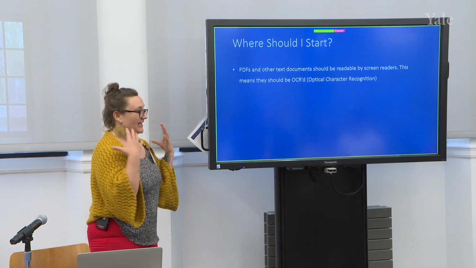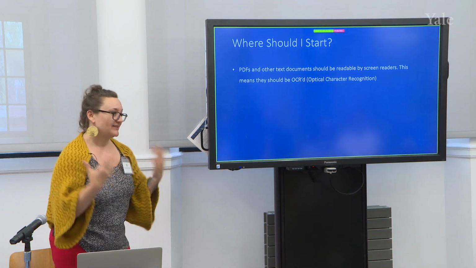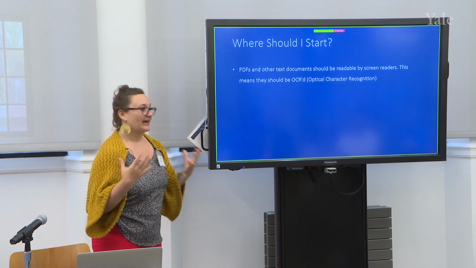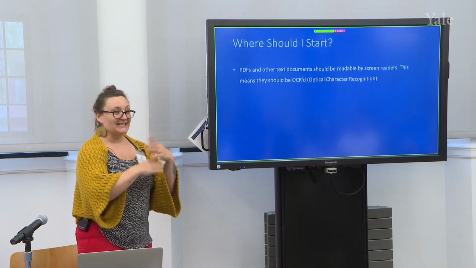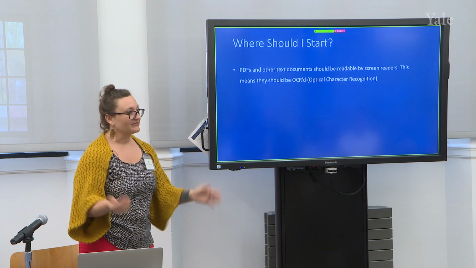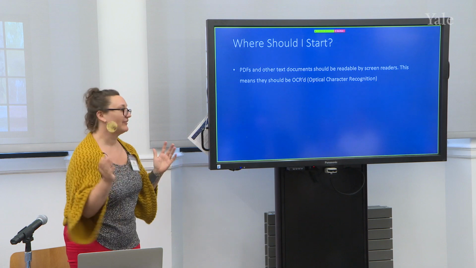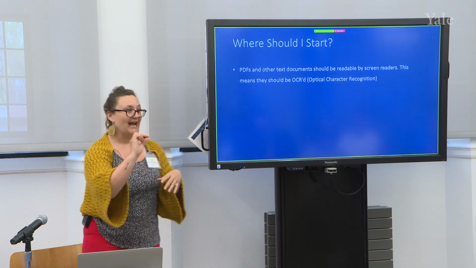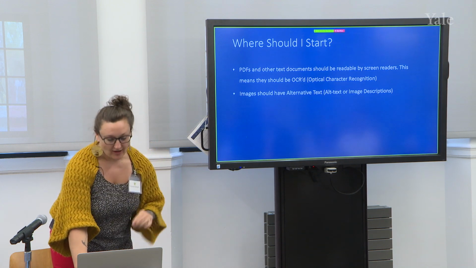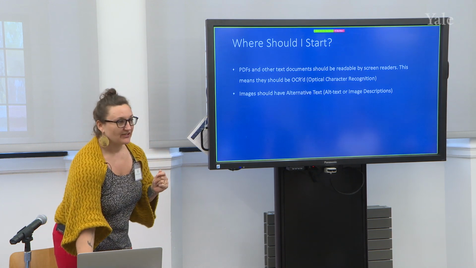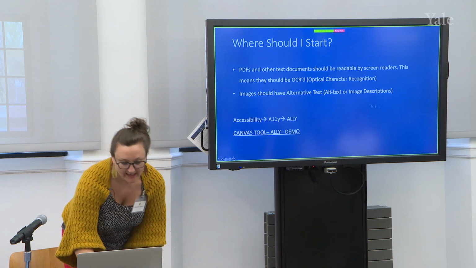So really, if you're thinking, okay, that's a lot of stuff to think about, where should I start? PDFs, number one thing we see in Canvas that can present the biggest barrier to someone who's using a screen reader. They need to be OCR'd, which stands for optical character recognition, and basically that means your PDF goes from a picture that a screen reader can't read to a series of text and words that a screen reader can read. And also in Canvas, your images should really have alt text and image descriptions, and I'm going to talk a little bit about that.